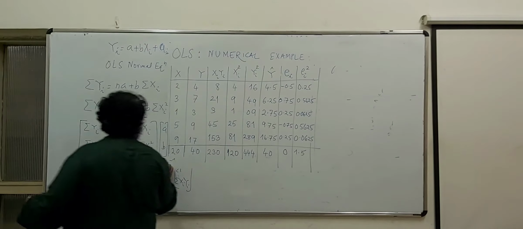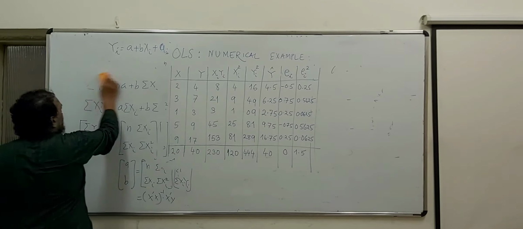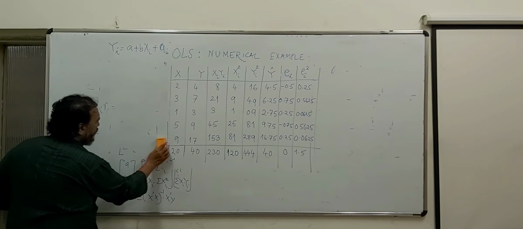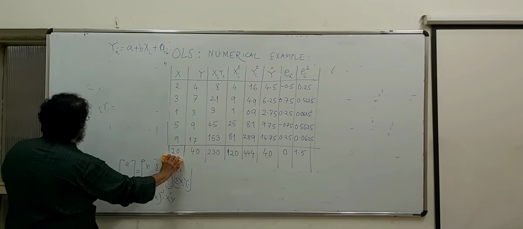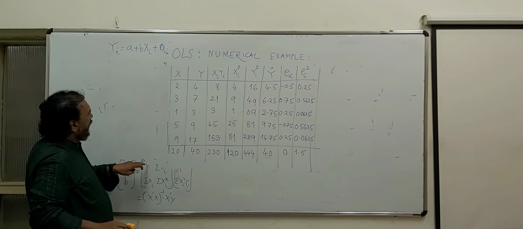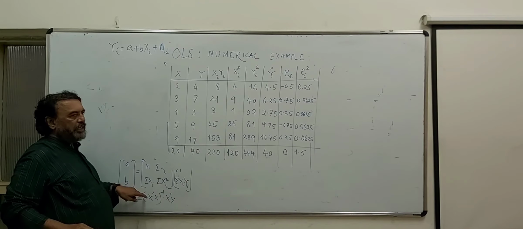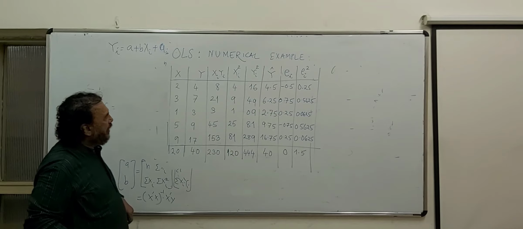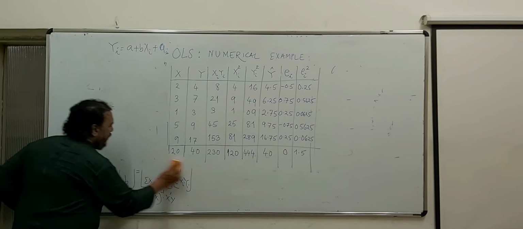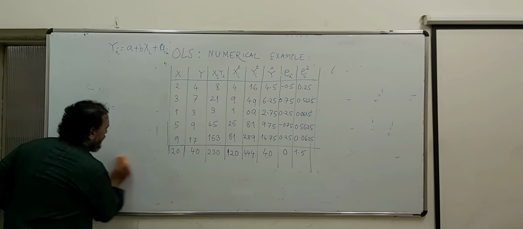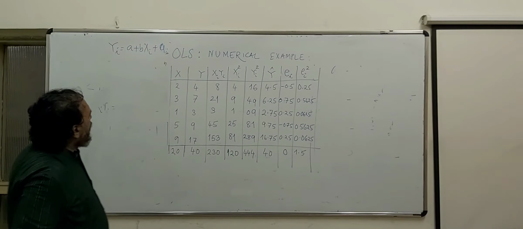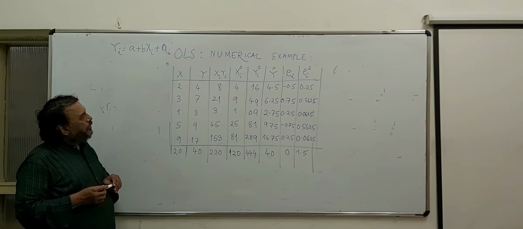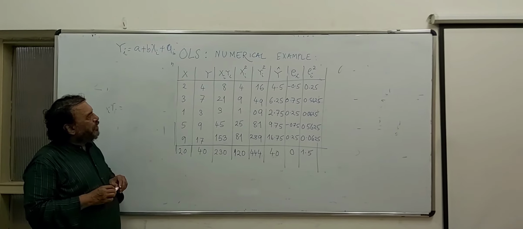What do we get? For this data, what are the statistics that are needed? As is obvious, all that we need is data like this. We require n, the number of observations, summation xi, summation xi square, summation yi, summation xi yi, and we have got these data here. So this is a numerical example with relatively easy numbers to operate with.